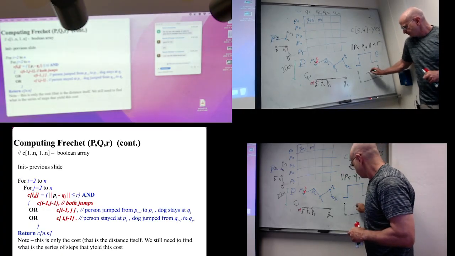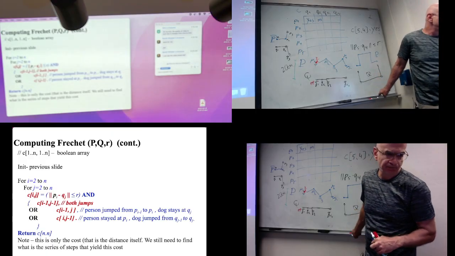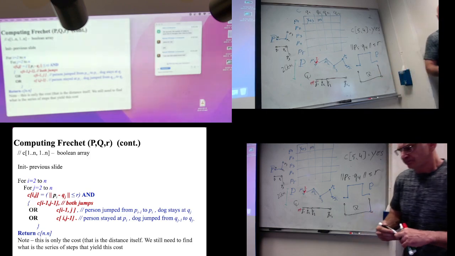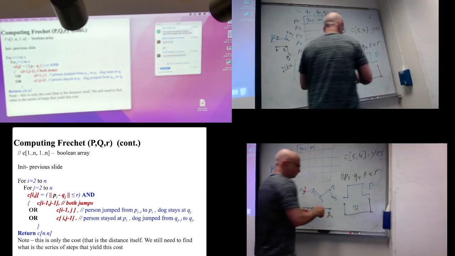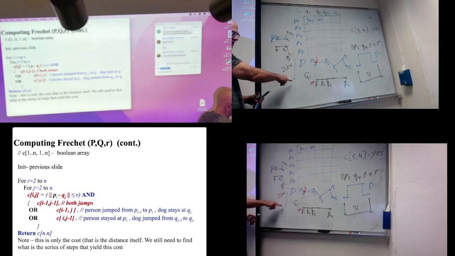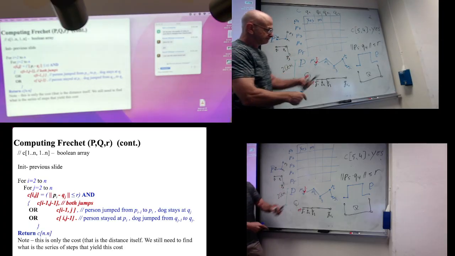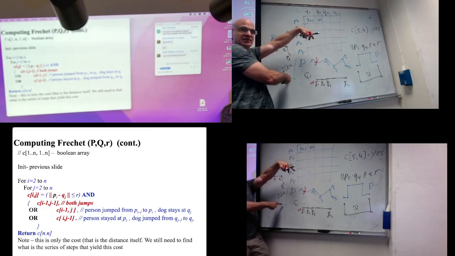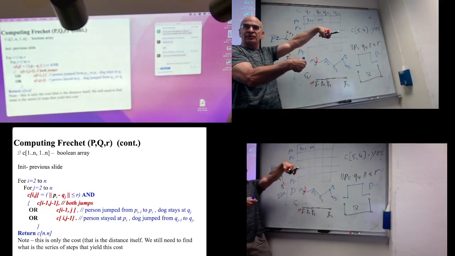This is P, this is Q, this is P, this is Q. My target length of the leash will be still this green thing. Is the distance between P1 and Q1 less than this length of the leash? Yes. So we start good.